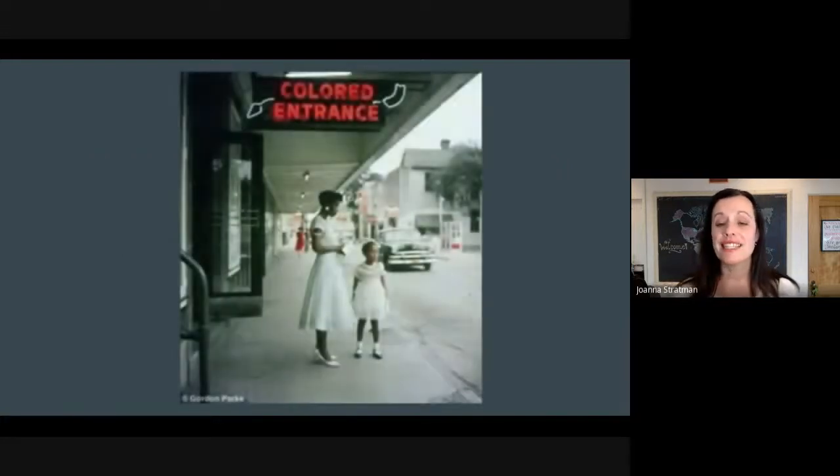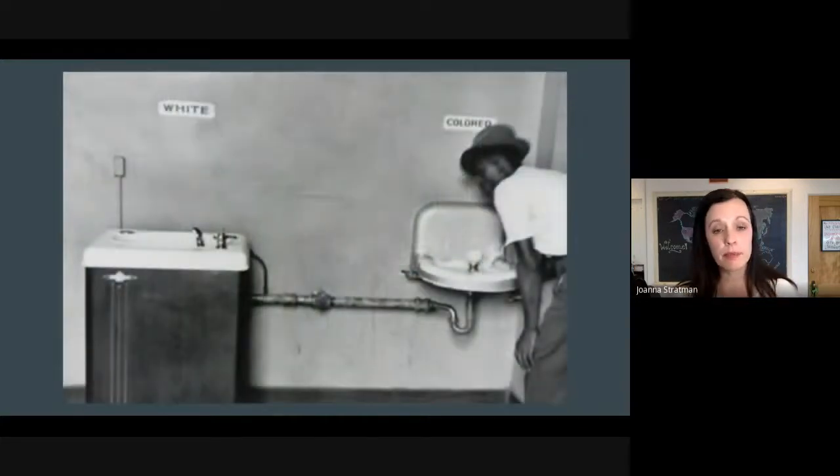Here are some examples of the discrimination and segregation that Black people faced in the United States in this time. For instance, restaurants would have two entrances, one for white people and one for Black people. Here is a similar situation where there is a white drinking fountain and then a drinking fountain for not white people.